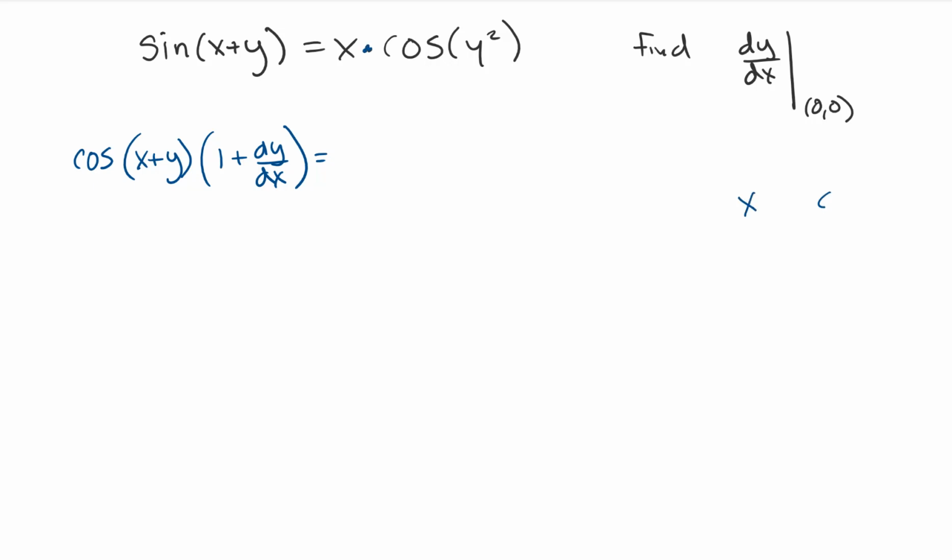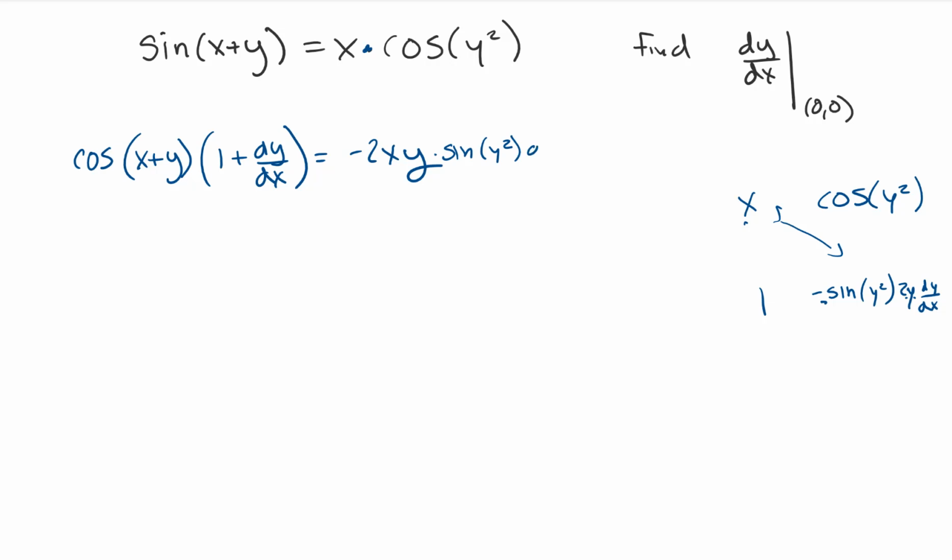So let's write x and let's write cosine of y squared. The derivative of x is 1. This one's going to be negative sine of y squared times 2y dy dx. Wow, that was a lot. So small. How did so much stuff come from that? So when we put this together, we get negative 2xy times sine of y squared times dy dx, and then plus cosine of y squared times 1.